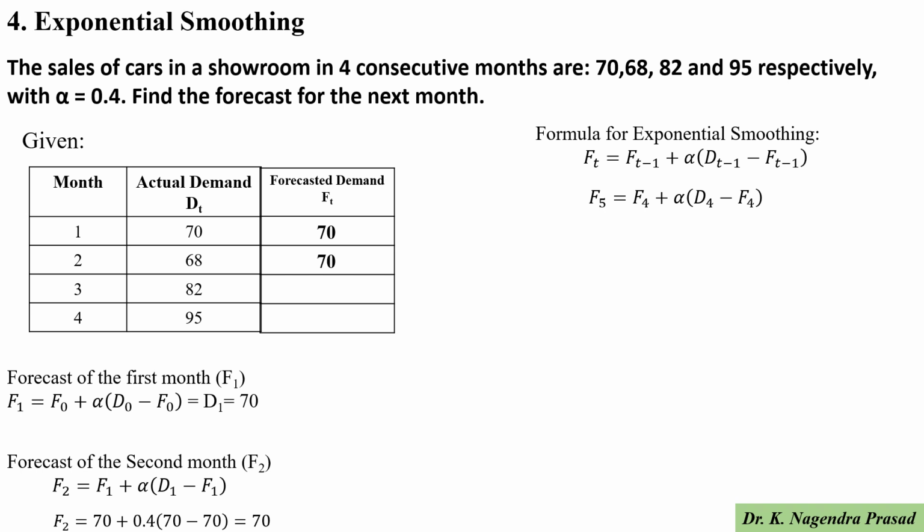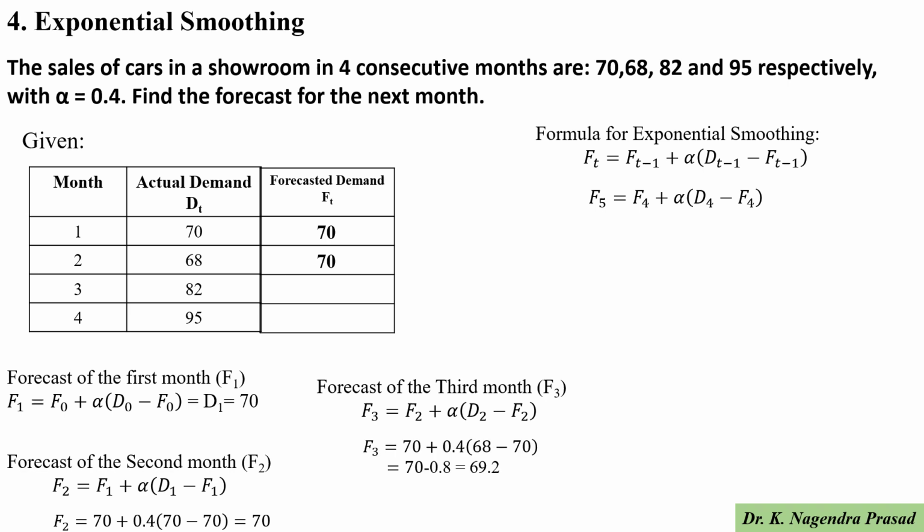Next we go for the third month, F3. F3 equal to F2 plus alpha into (D2 minus F2). F2 is 70, alpha is 0.4 and D2 is 68. Then F3 equal to 70 plus 0.4 into (68 minus 70), which is 70 minus 0.8. Then F3 equal to 69.2.